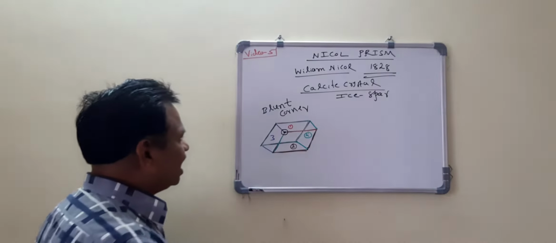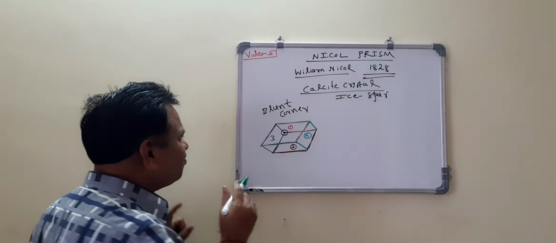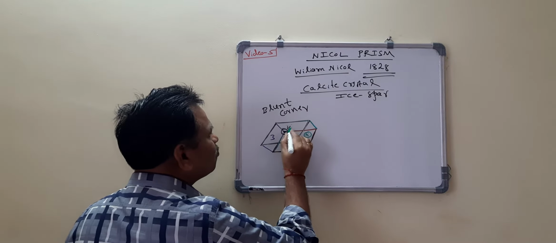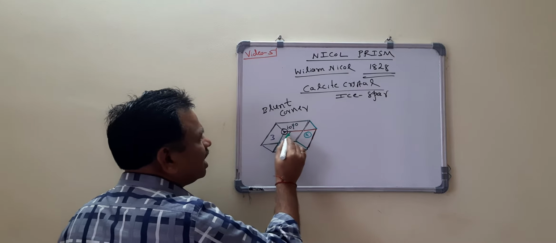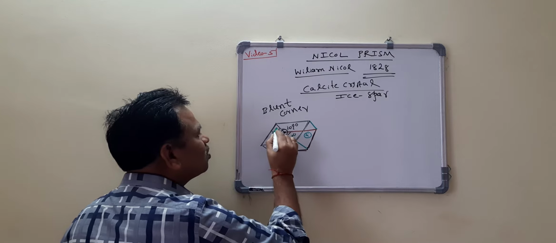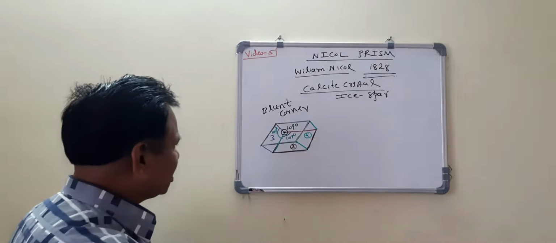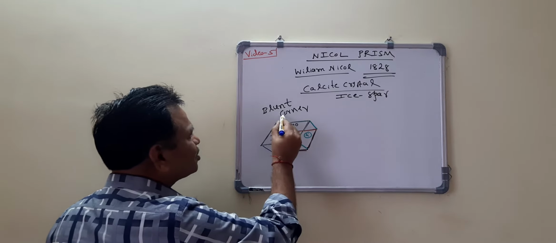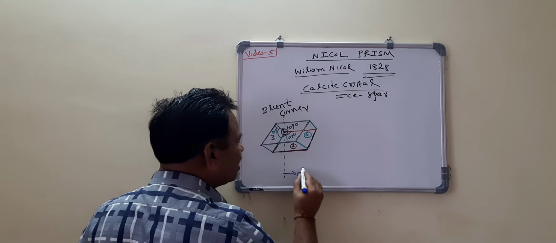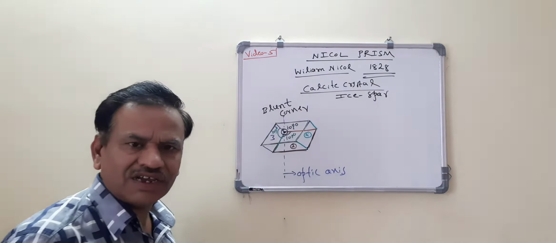What is the beauty of this blunt corner? The angle between any 2 axes is 109 degrees. The angle between these two is 109 degrees, and between these is also 109 degrees. Now, any line passing through it, an imaginary line giving a direction, is called the optic axis.